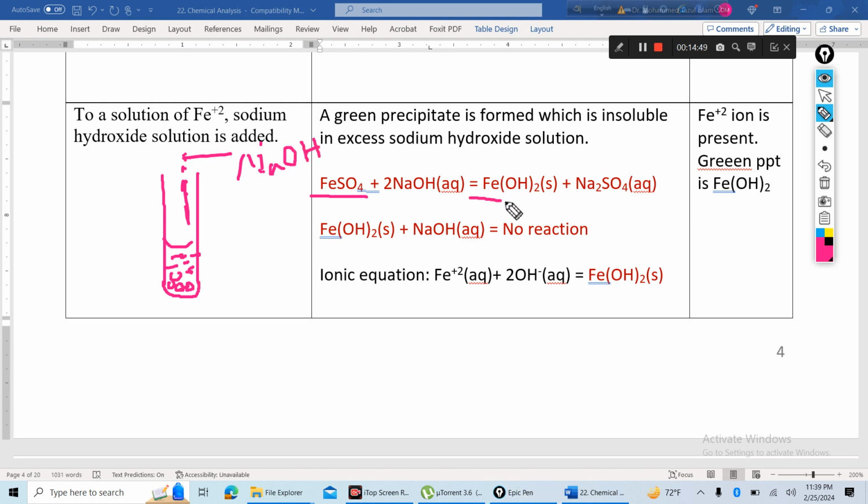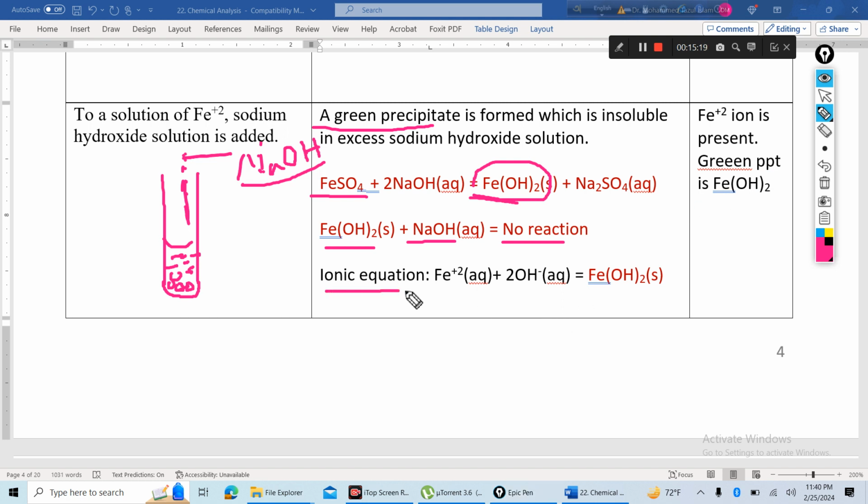Then after adding sodium hydroxide drop by drop, you will see a green precipitate of Fe(OH)2, iron 2 hydroxide, is produced. If you add excess sodium hydroxide, this green precipitate does not dissolve, meaning no reaction. The precipitate does not dissolve, or the precipitate is insoluble. You can write that the precipitate is insoluble.